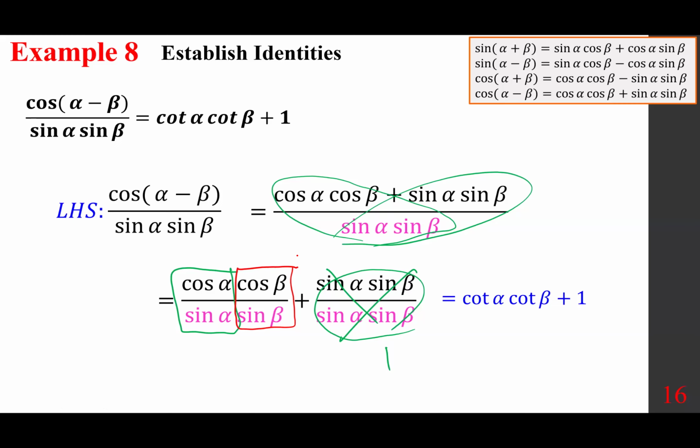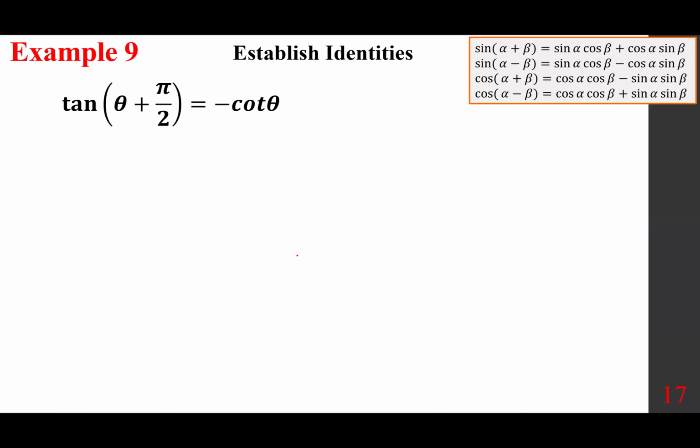Pretty straightforward. Tan of theta plus pi over 2 is negative cotangent theta. Let's prove it, starting with the more complicated side, namely the left-hand side.